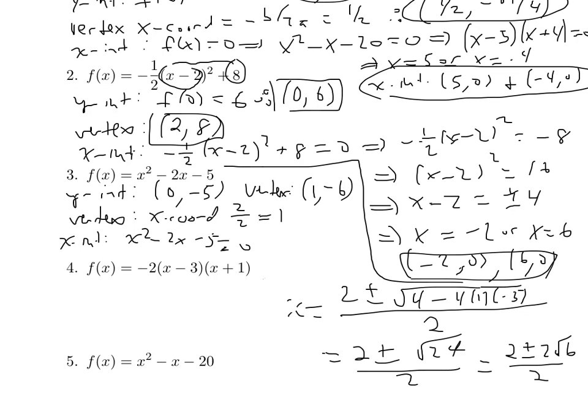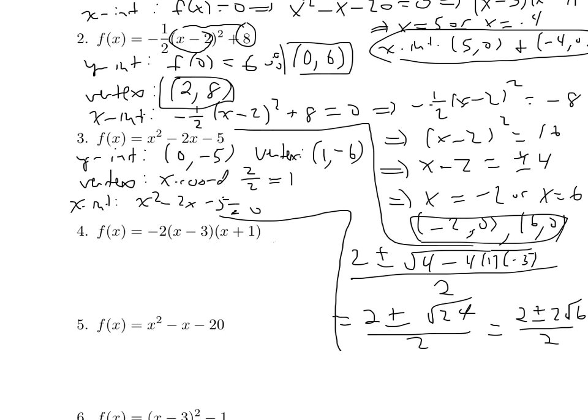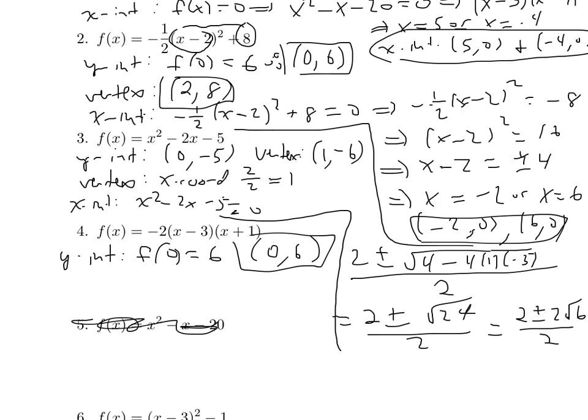All right, last one, number 4. Let me box this off so I have some more room. And we're not worried about this one, so I'm just going to do that. Again, the y-intercept here I'm getting by just calculating f of 0. So in this case, f of 0 is negative 2 times negative 3 times 1, so that's positive 6. So therefore, 0, 6 is my y-intercept.